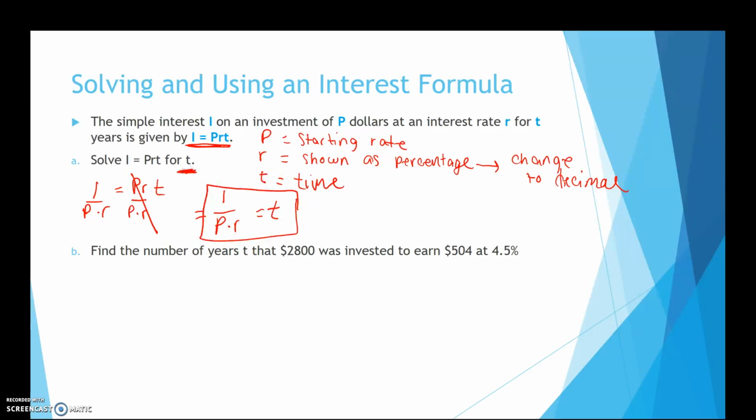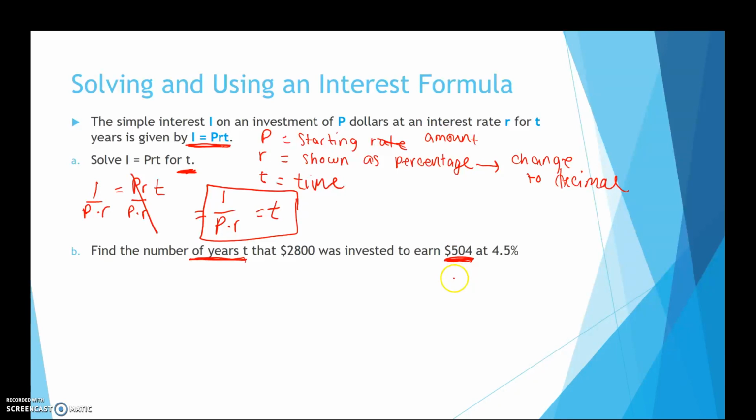What we're doing here is, in the previous sections we worked with solving equations. We're doing kind of the same thing here, but we're working with variables using the formulas. And sometimes, like for B, they'll give you numbers, and you have to plug those numbers into the formulas to solve. So for instance, it says find the number of years T that 2,800 was invested to earn 504 at a 4.5% rate. So our I, our interest, is going to be 504. And the 2,800 is my starting amount, which I could even call the principal amount.